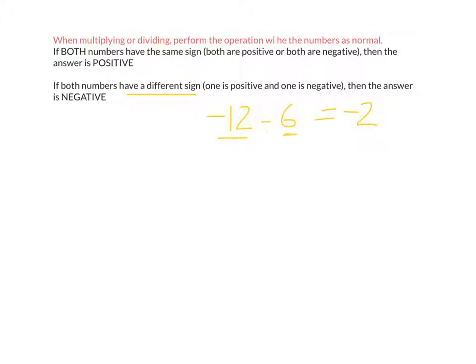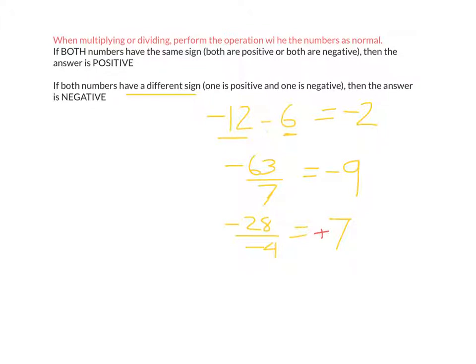Similarly, if I had something like this, minus 63 over 7, this means minus 63 divided by 7. 63 divided by 7 is 9. Now, only one of the numbers is negative, the top number, so the answer is negative. If I have minus 28 divided by negative 4, so I go 28 divided by 4 is 7. Now, because they both have the same sign, both numbers are negative, this time the answer will be positive.